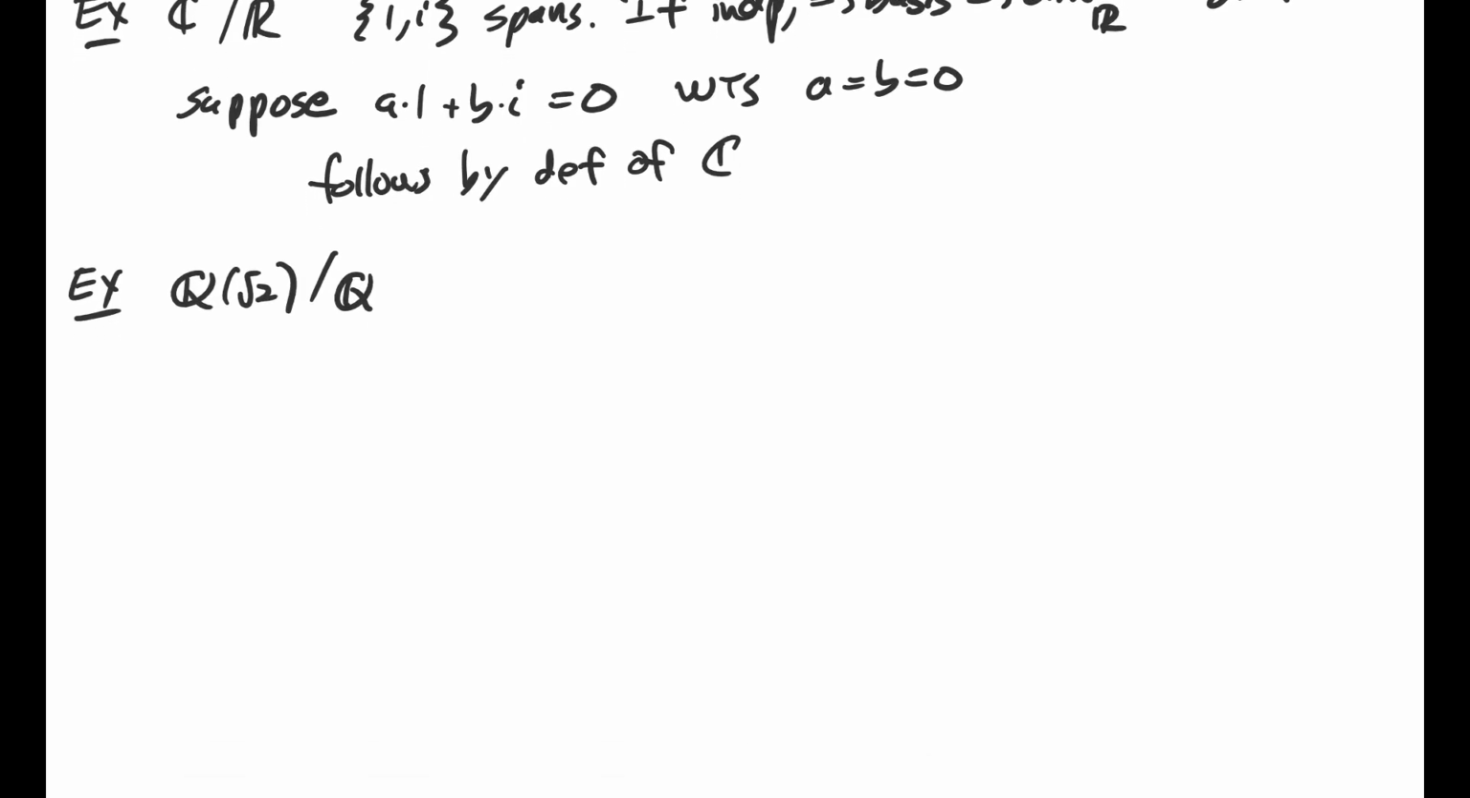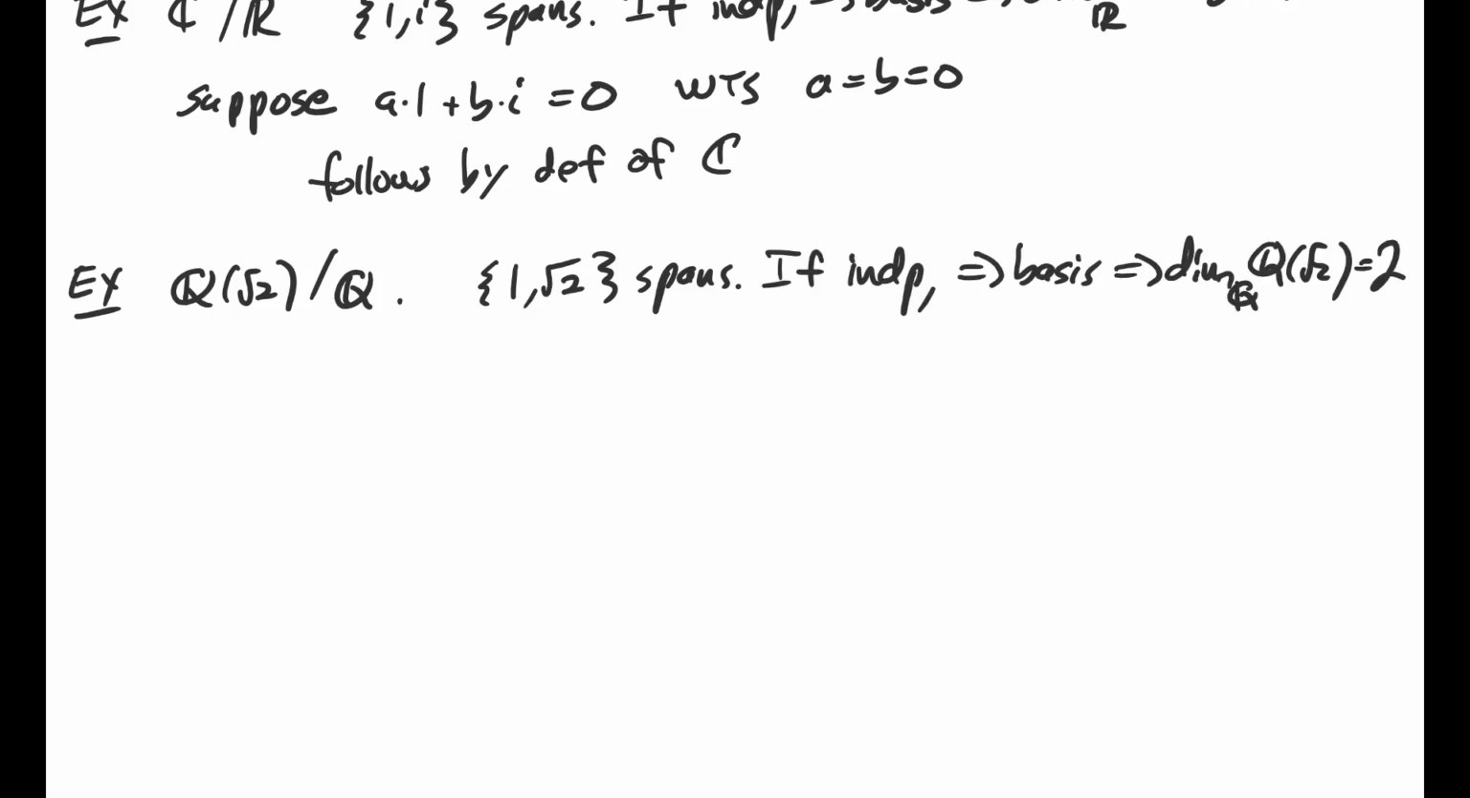Let's go to something a little bit more interesting. How about Q adjoin root 2 over Q? We already know 1 and root 2 span everything. And the question is if they're independent. And again, if they're independent, then that makes this set a basis, which makes the dimension of Q adjoin root 2 over Q 2.